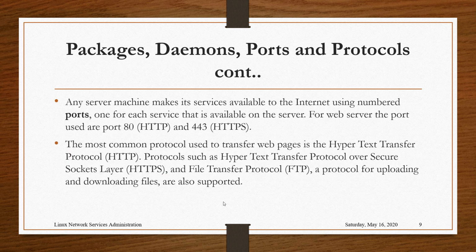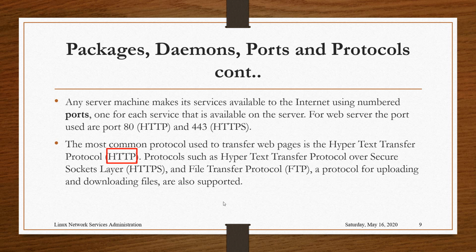Any server machine makes its services available to the internet using numbered ports, one for each service that is available on the server. For a web server, the ports used are port 80 for HTTP and port number 443 for HTTPS. A web server uses mainly these two ports, port number 80 and port number 443.